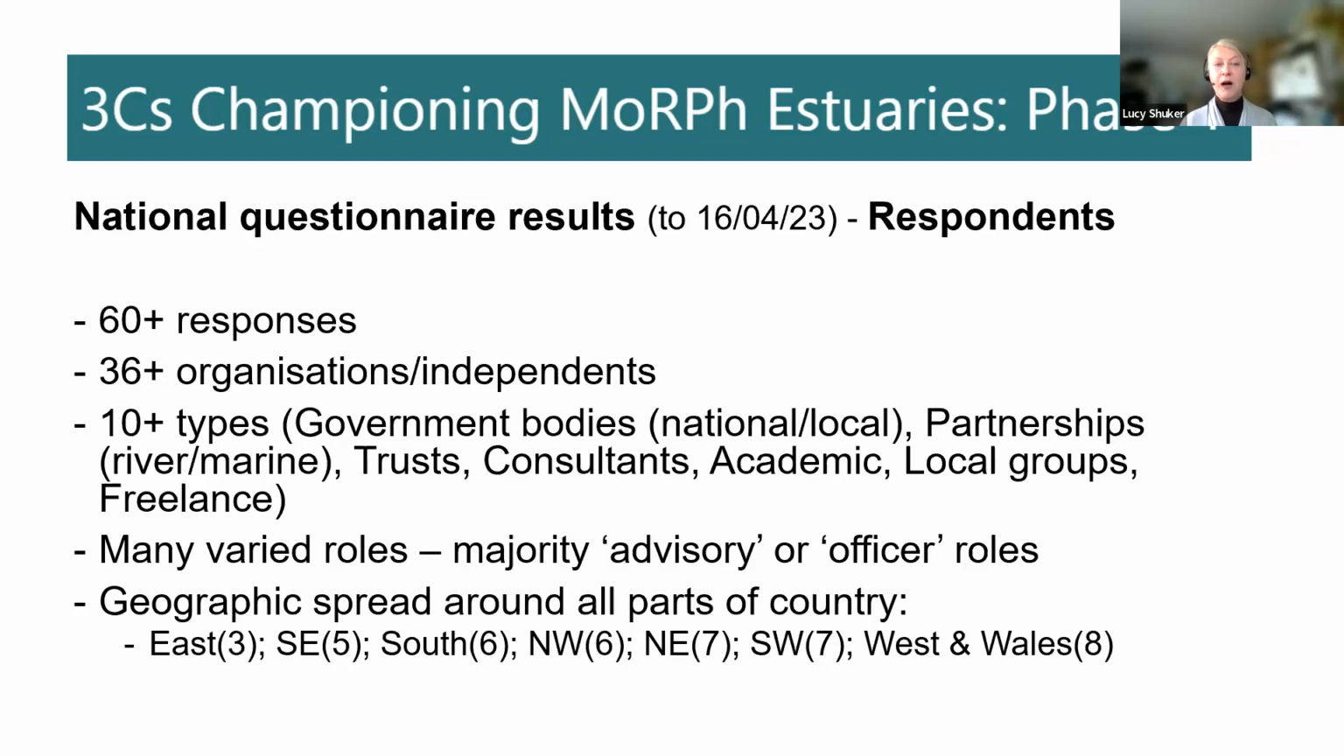And we have had a real high diversity of organisations plus independent people responding, which has been fantastic, over 36 at the last count, and roughly around 10 types of different organisations, ranging from people in DEFRA, EA, Natural England, all the way through to partnerships, both river and marine, the NGOs, the trusts, and some consultants also, as well as academics, and people from local groups, which was really exciting to see, as well as some freelance people too. The majority of people were coming from mainly advisory or officer type roles, but the spread of coverage that we've managed to get in our respondents has been so exciting. All parts of the country, people have expressed an interest. So we're really going to be thinking about where we can extend our connections going forward.